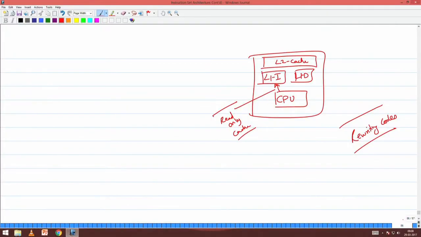So unless it's a type of rewriting code, you are only basically going to read from the instruction cache. So from the CPU point of view I can make the instruction cache read only. Well, there will be updates. So now let us do some small numerical analysis.